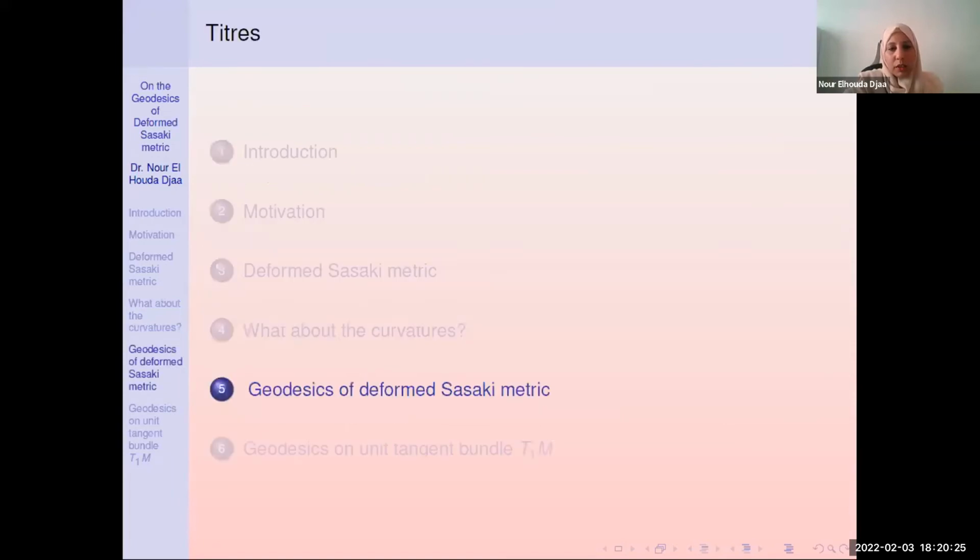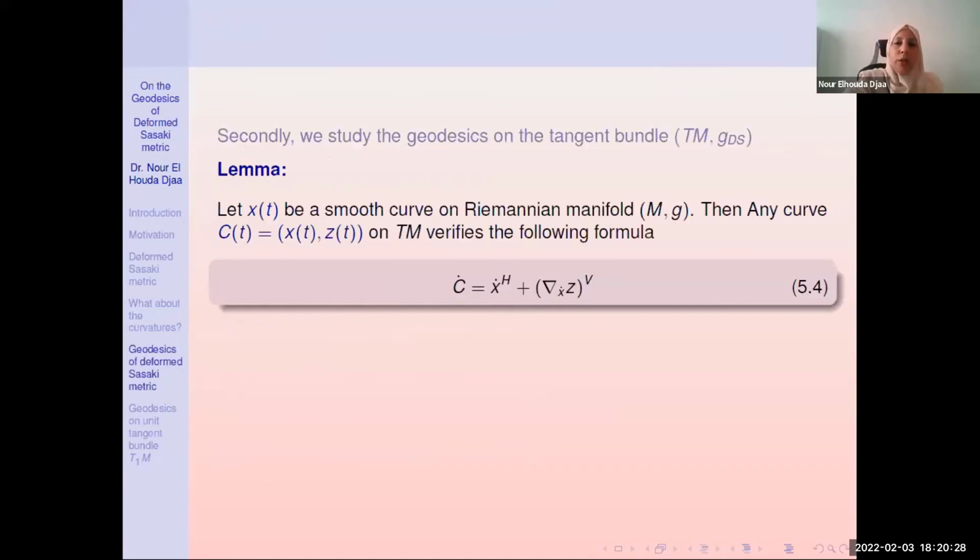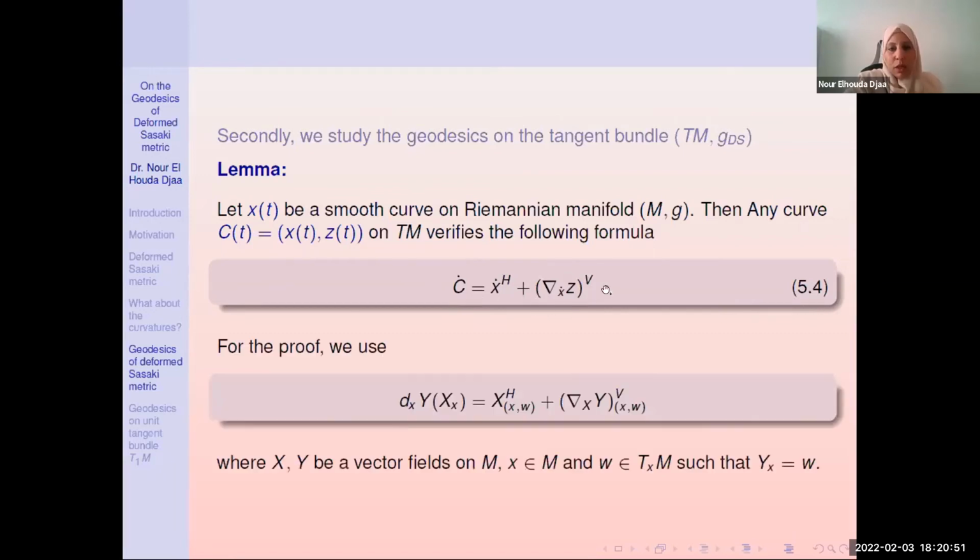The second part is the geodesics on the tangent bundle TM with respect to g_DS. So if we take x(t) a smooth curve on M, then any curve C(t) which equals (x(t), z(t)) on TM, we have C point equal the horizontal lift of x point plus the vertical lift of nabla x point z. This is important. For the proof, we can use D by point X equal H plus nabla X Y V.